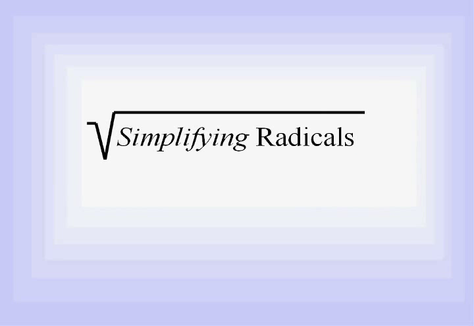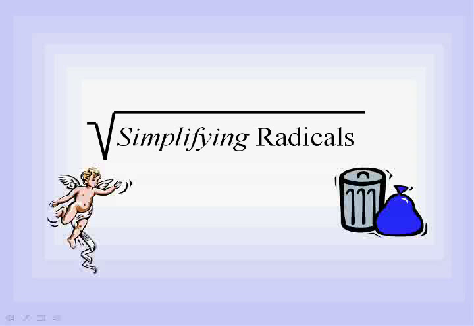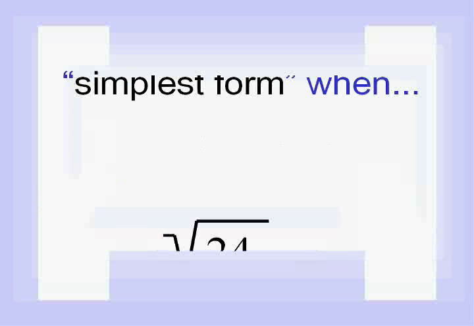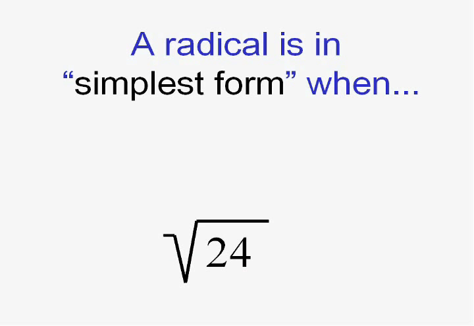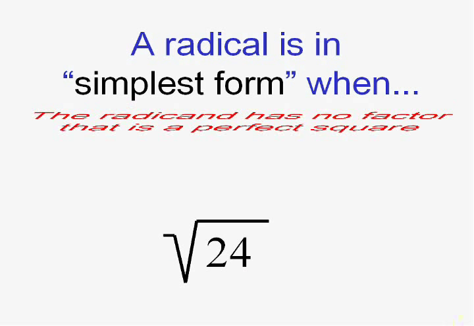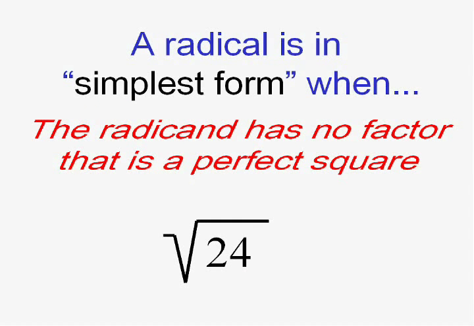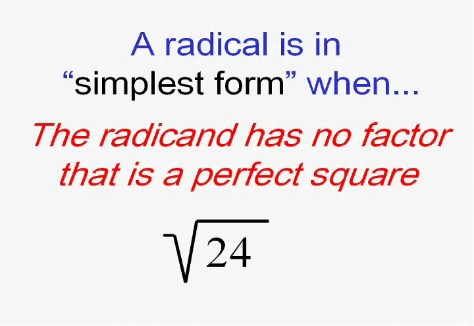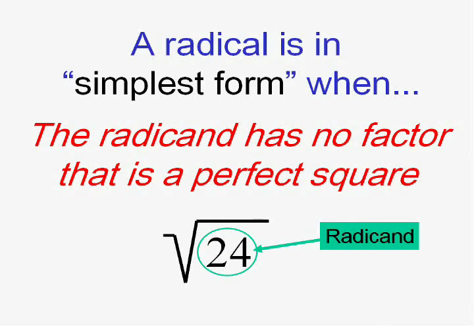And now, ladies and gentlemen, let's get ready to rumble. Let's talk about simplifying radicals. Much like a fraction is in simplest form when you can't divide the top and bottom by some common number, a radical is said to be in simplest form when the radicand, the number inside the sign, has no factor that is one of those perfect squares that we just talked about. That's the radicand.